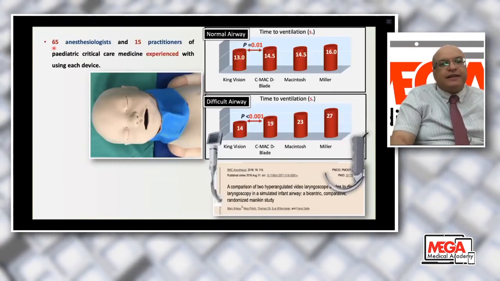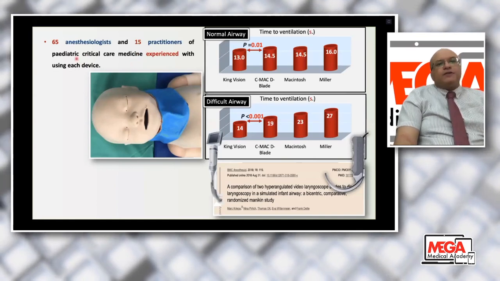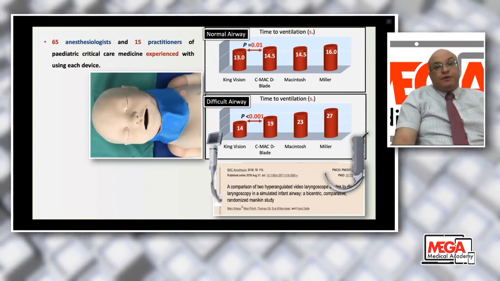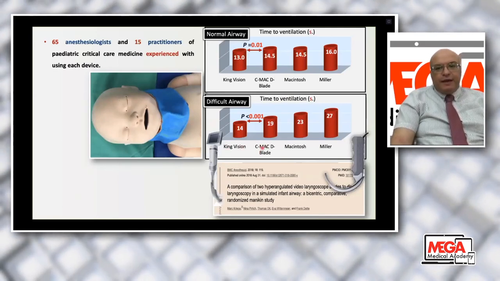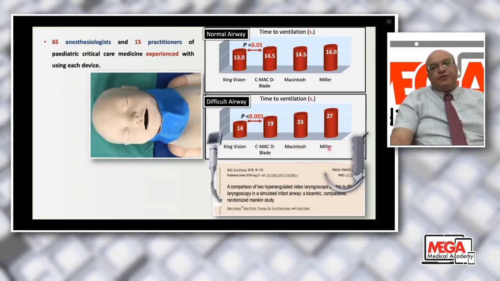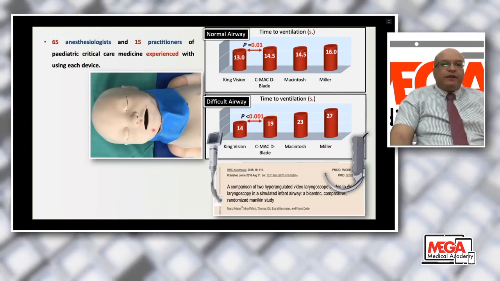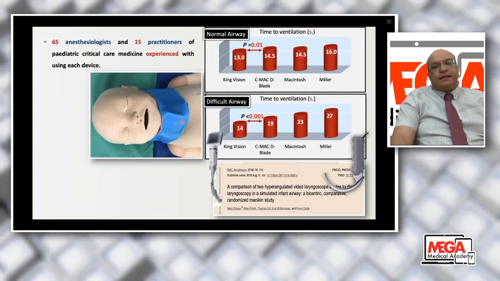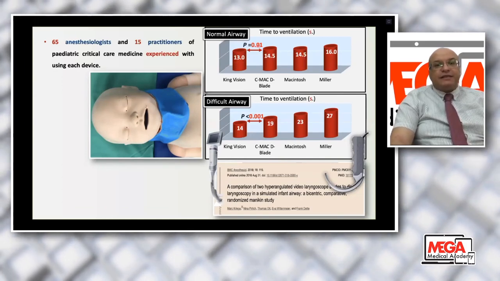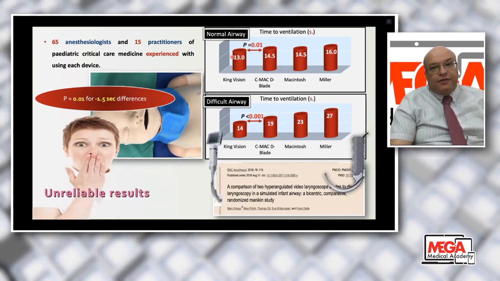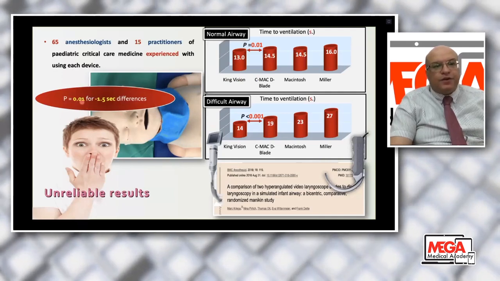This study included 65 anesthesiologists and 15 practitioners in pediatric critical care medicine. They are experienced with using each device. They compared King Vision, D-Blade of C-MAC from Storz, and conventional care with Macintosh and the straight Miller. They used two simulations, normal airway and difficult airway with limitation of neck movement with something like a neck collar. You can see there is a big, statistically significant difference here in time, but I think it is an unreliable study to find a difference of 1.5 seconds between King Vision and C-MAC with a P value of 0.01.